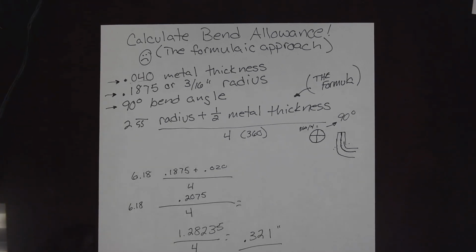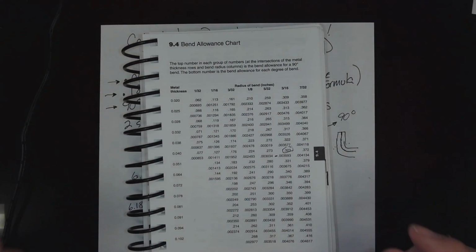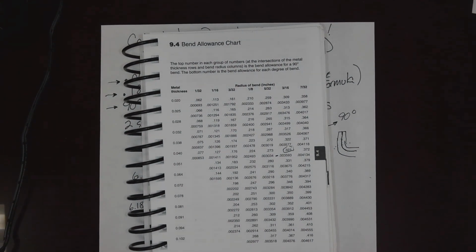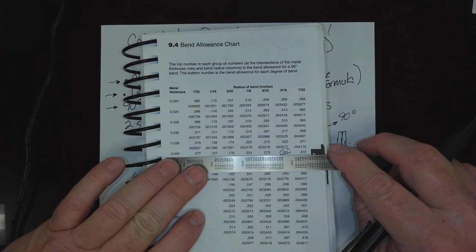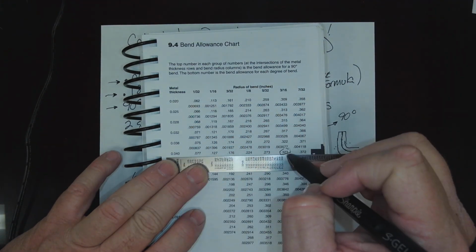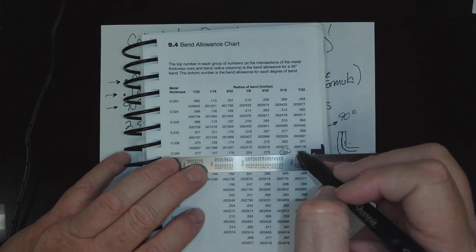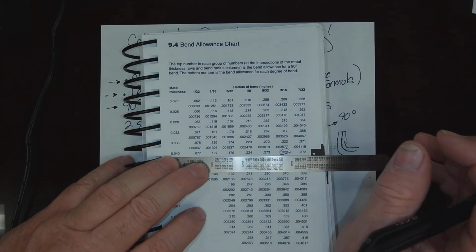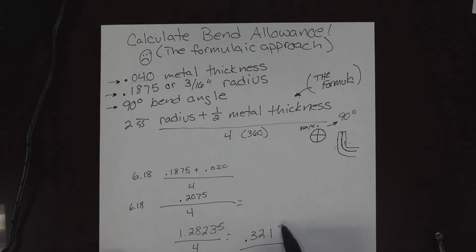Now, in order to check our work, what we can do is simply go back to the chart here, and I'll provide everybody with a chart. And let's look at our factors. I'm dealing with 40 thousandths metal. I'm dealing with a 90-degree bend and a 3/16 radius. So if I go across the 40, drop my 3/16 column down, look at that, we are landing at 0.323. We just did the math. We ended up with 0.321.